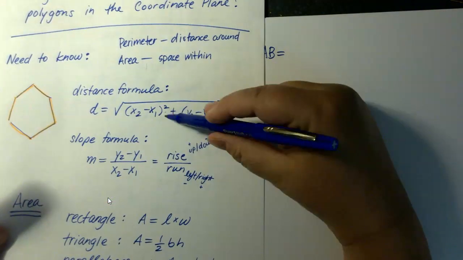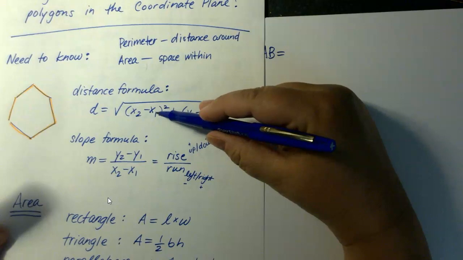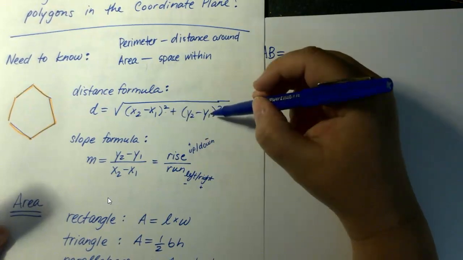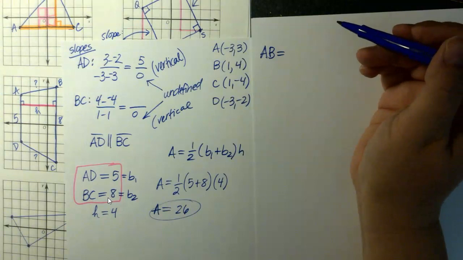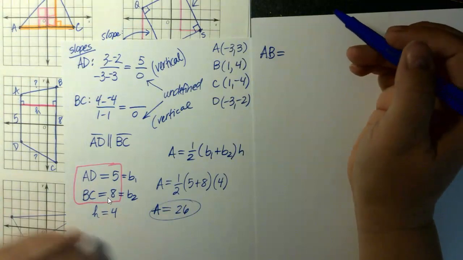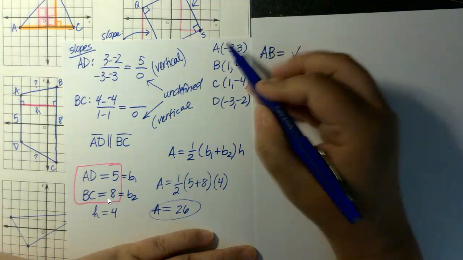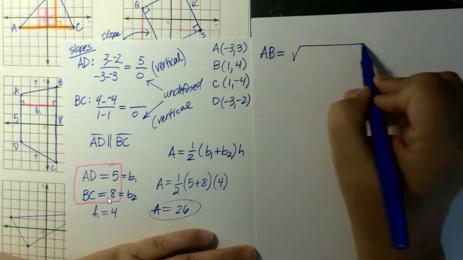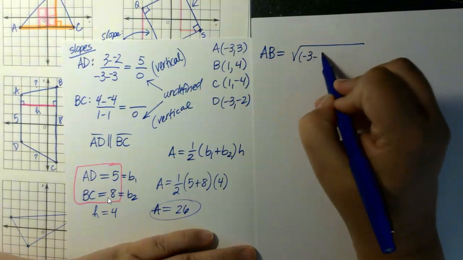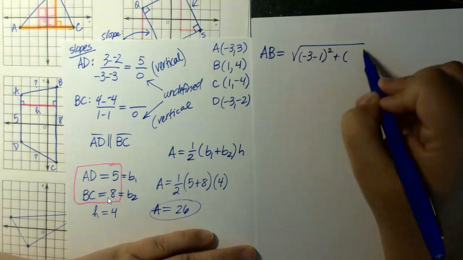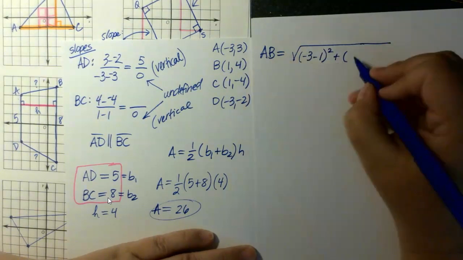It's the difference between the x's, which is like saying the horizontal distance, and the distance between the y's, which is like saying the vertical distance. In other words, how much do you go left and right, and how much do you go up and down. So the distance between the x's is between -3 and 1. The distance between the y's is between 3 and 4.